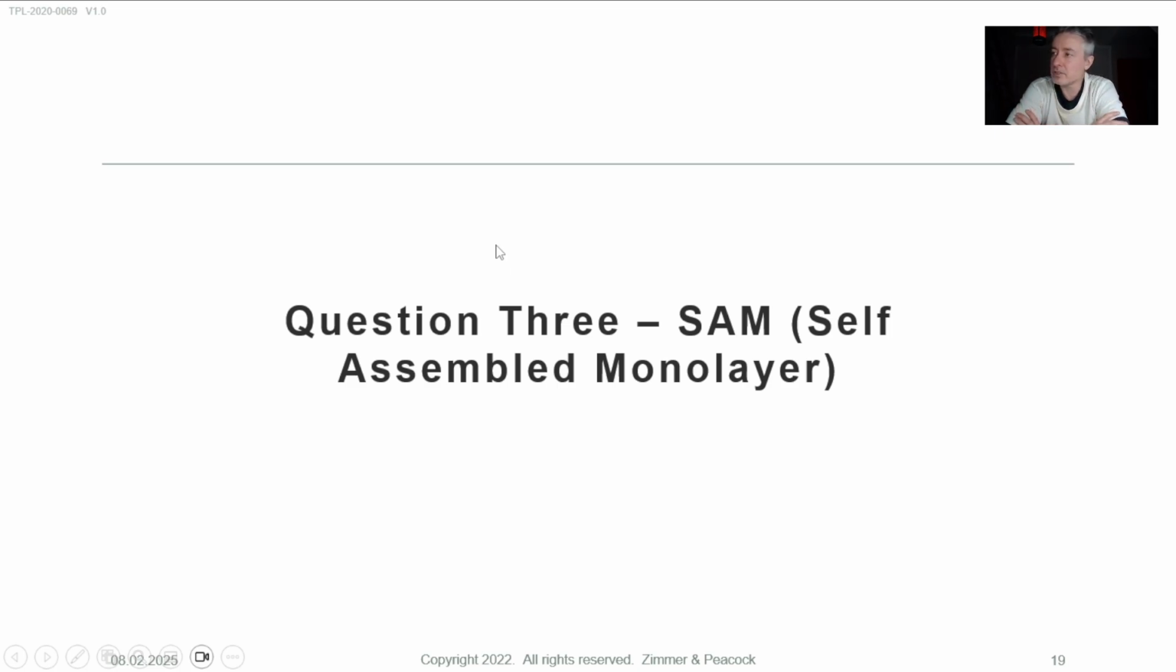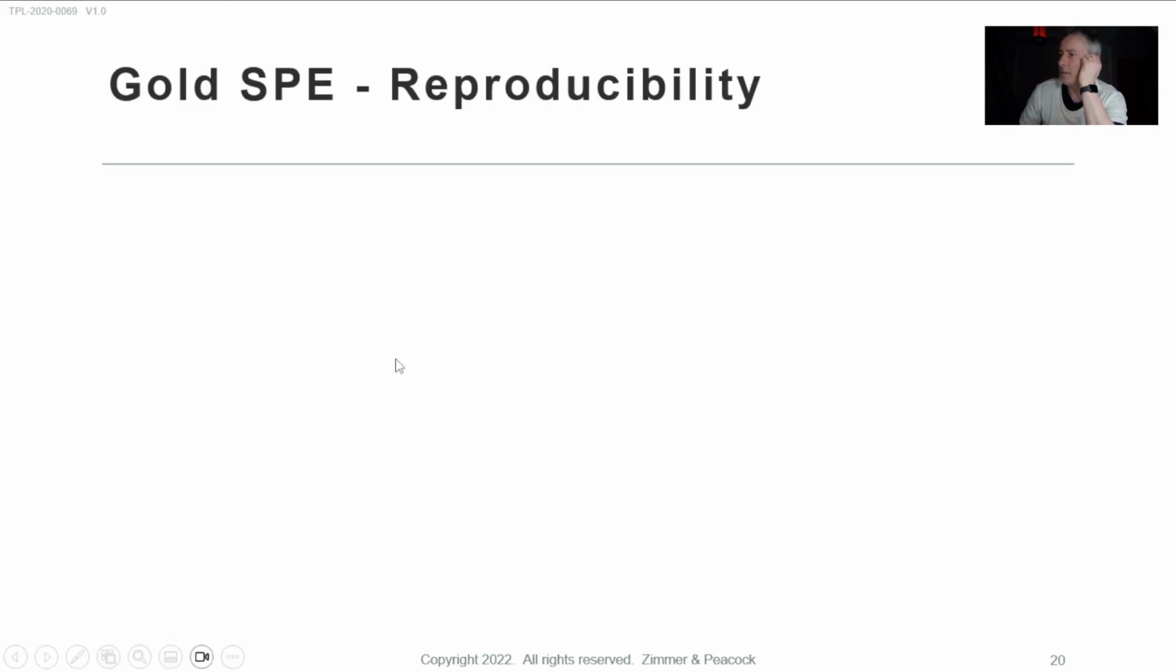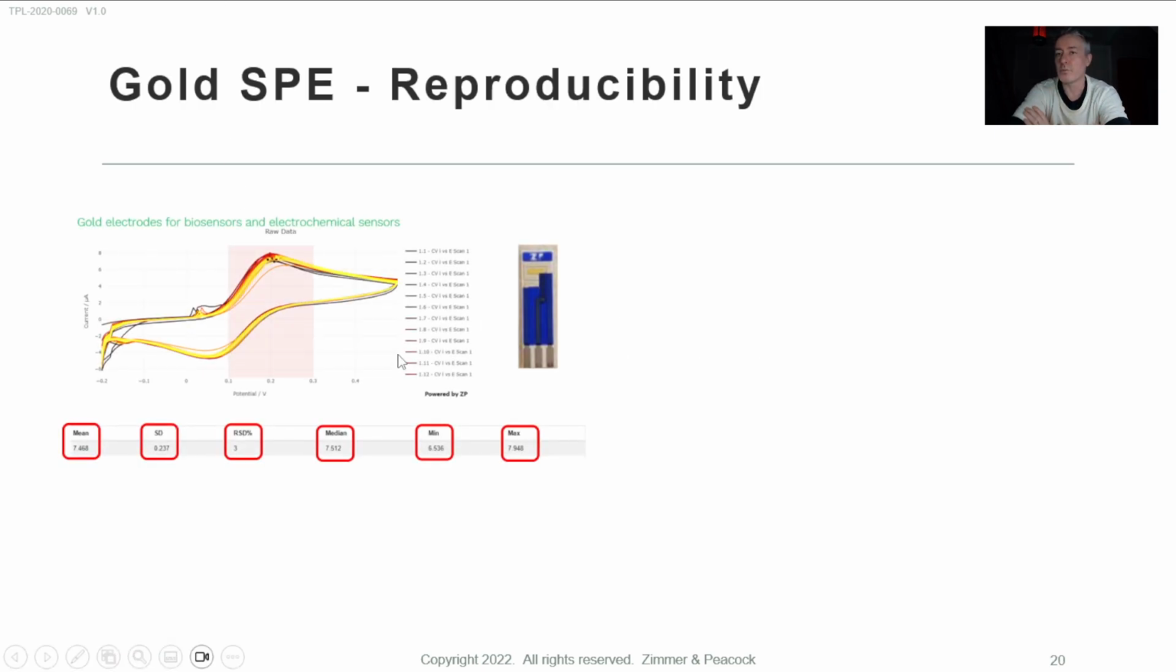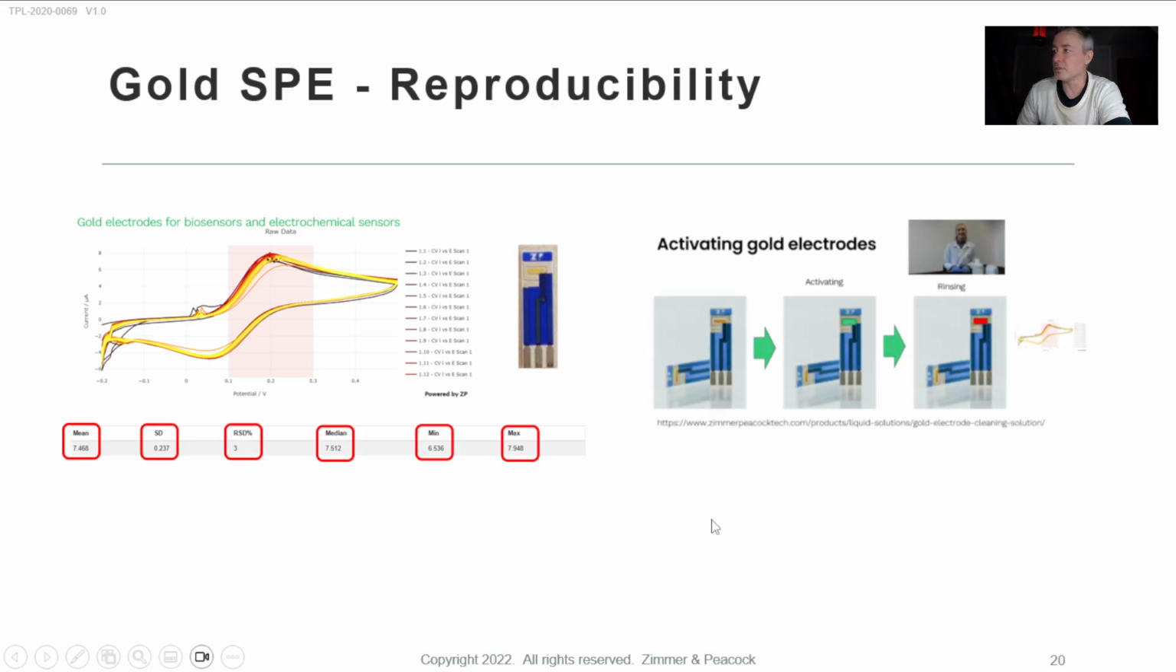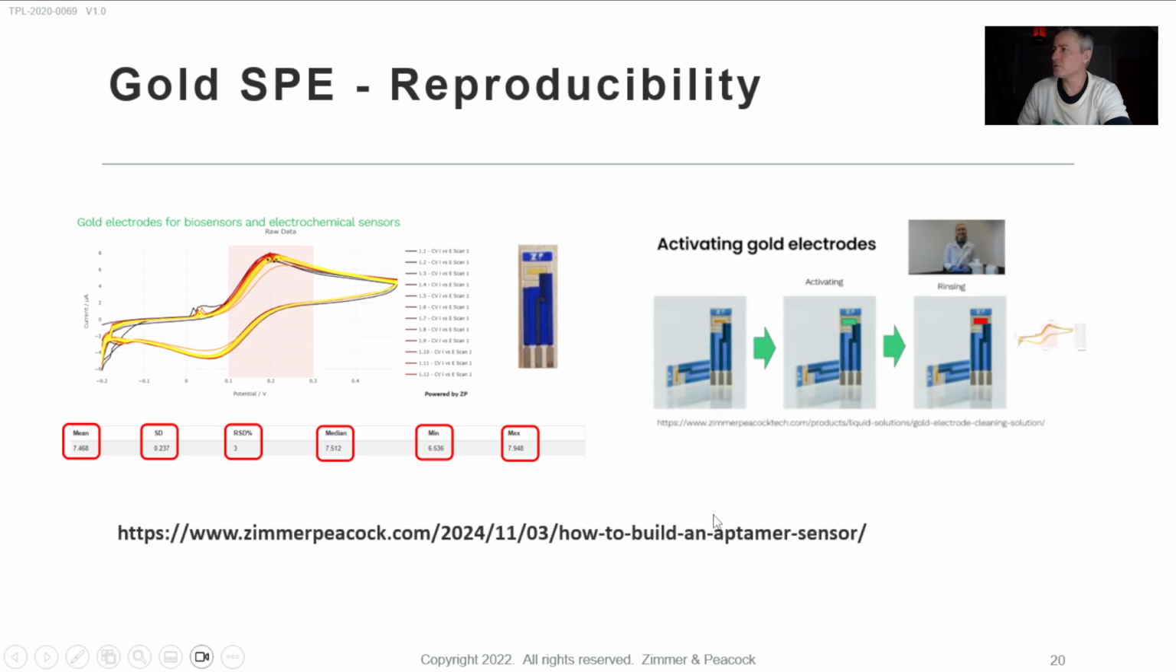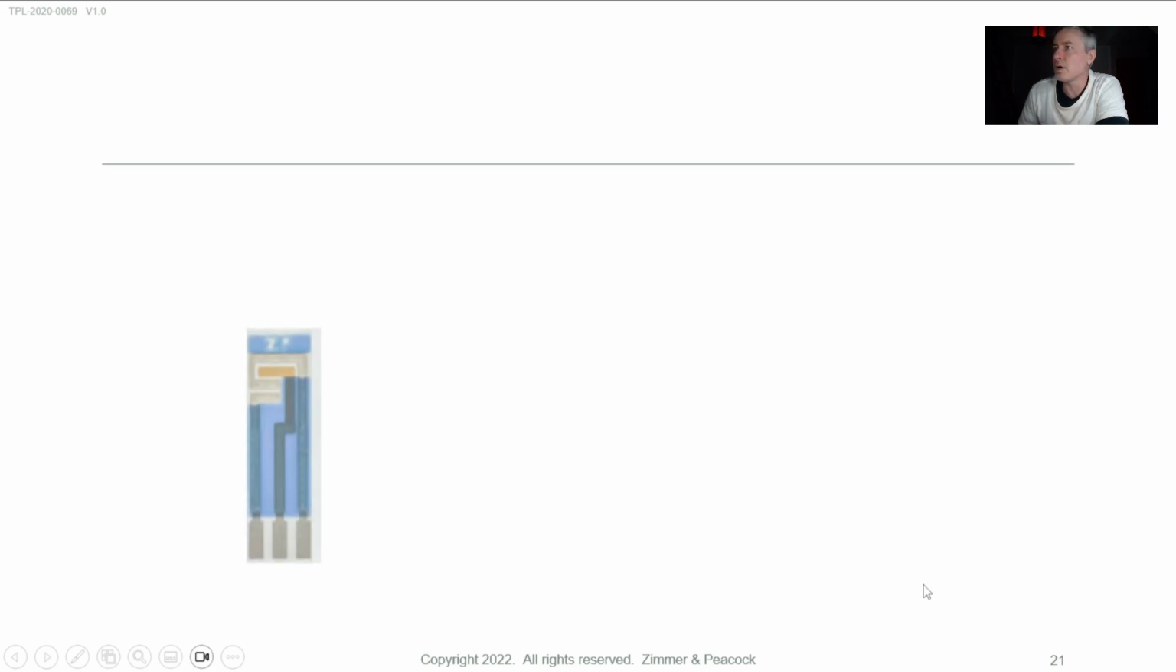Question number 3: they've asked a lot of questions in the past, and I've reached out to them. They're like, oh, well, now I'd like to know about self-assembled monolayers. The biggest problem people have with screen printed electrodes in self-assembled monolayer biosensors is actually the reproducibility of the gold. ZP has put a lot of effort into reproducibility of gold. I've even talked about how to build aptamer sensors using self-assembled monolayers, so hopefully this link might be useful to this person.